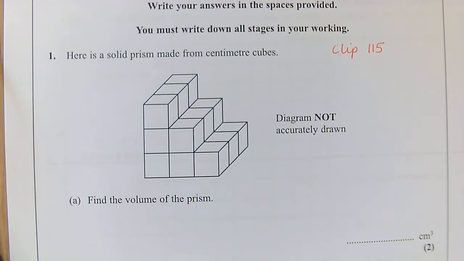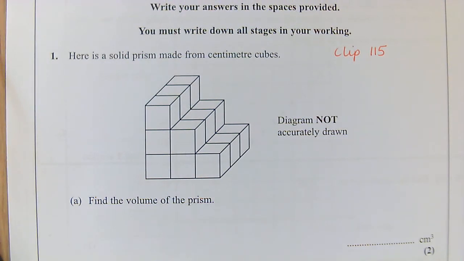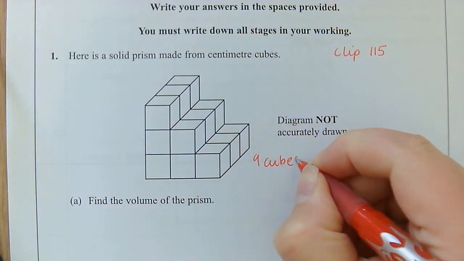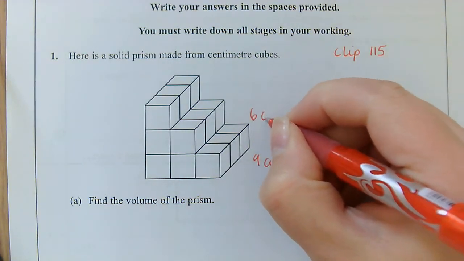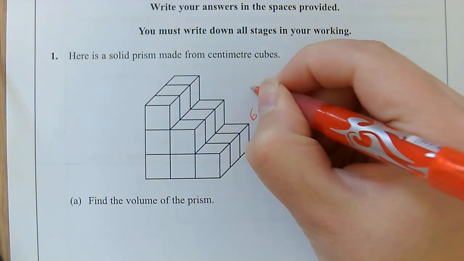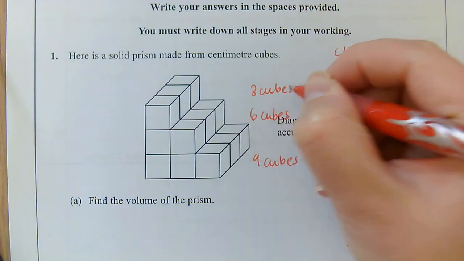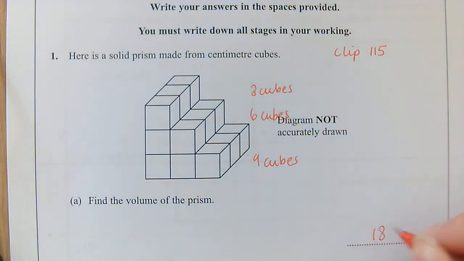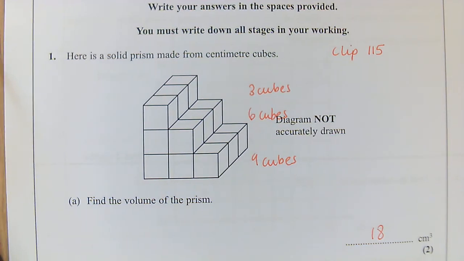Our first question, we're looking at calculating the volume of the prism. If we think about the bottom level of this prism, we have got 9 cubes. Then on the second layer we have 6 cubes, and on the top layer we've got 3 cubes. So altogether we've got 9, 15, 18 cubes, so we've got 18 centimetres cubed.